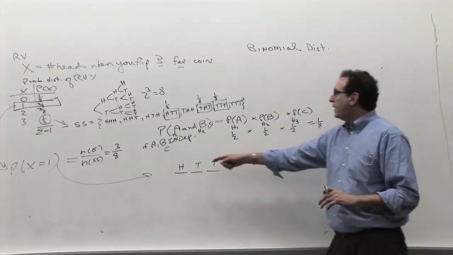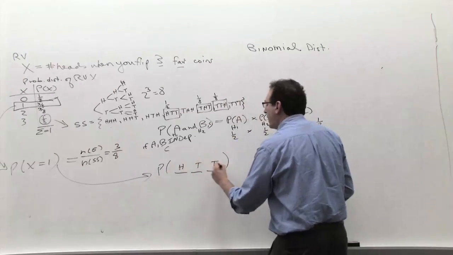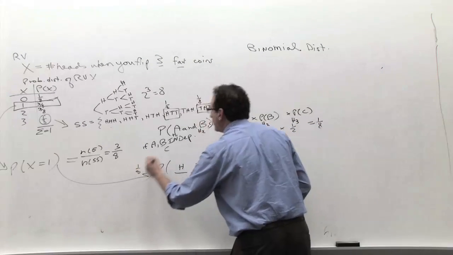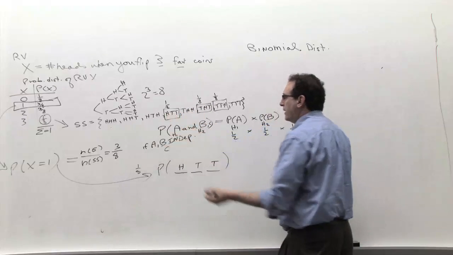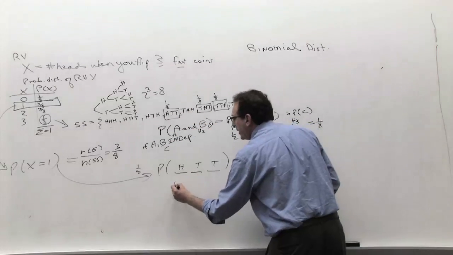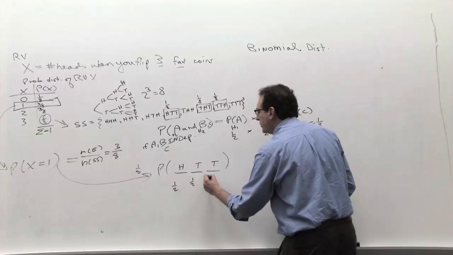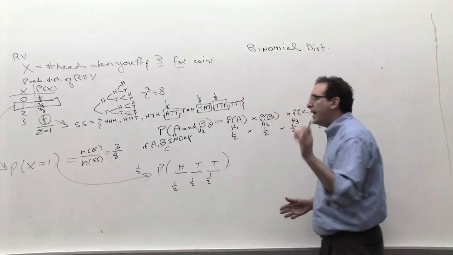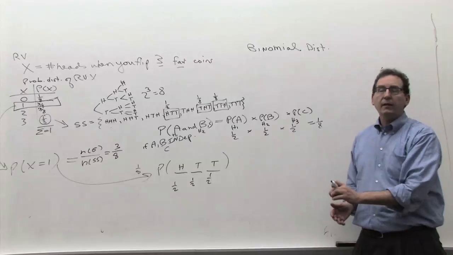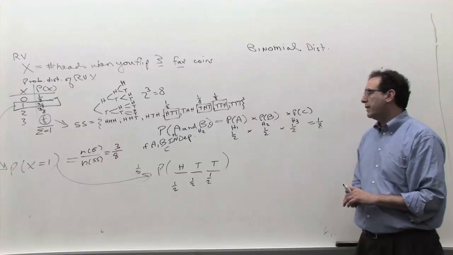Besides knowing the answer is 1 out of 8, the chance of this happening is 1 out of 8. We know that from just looking at it. But also, you can use the multiplication. What's the chance of getting a head? It's a half. What's the chance of getting a tail? Also a half. What's the chance of getting a tail? And what's the chance of getting heads followed by a tail followed by a tail? It's a half times a half times a half, 1 out of 8. So either way you look at it, the answer is 1 out of 8.